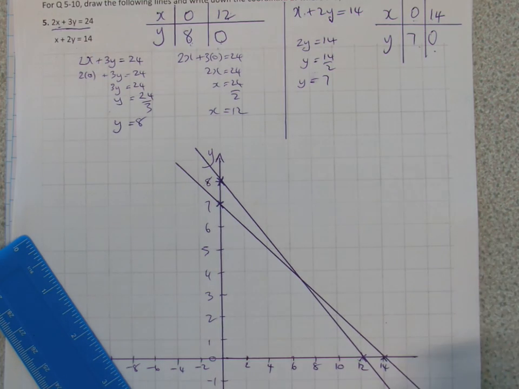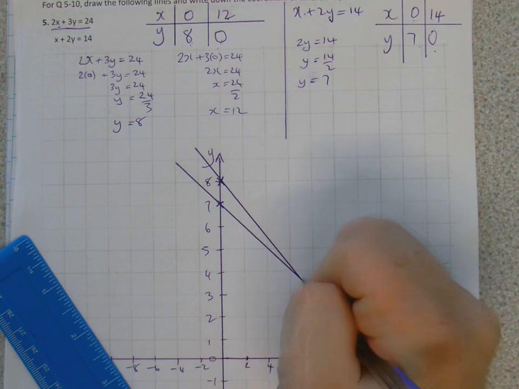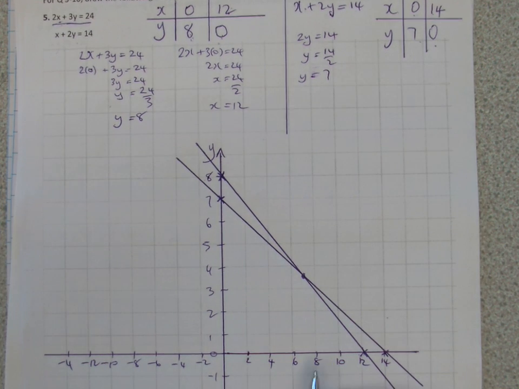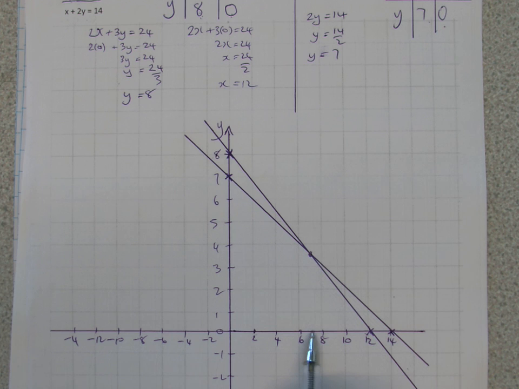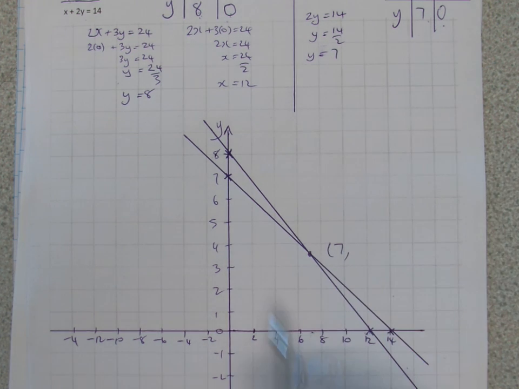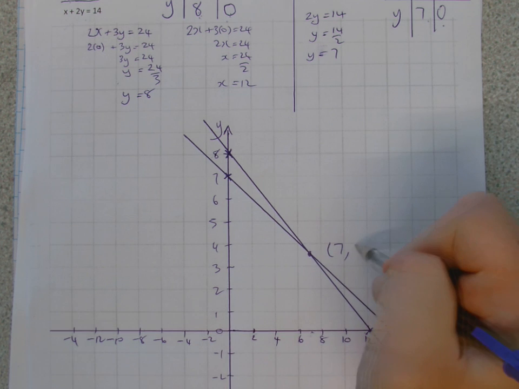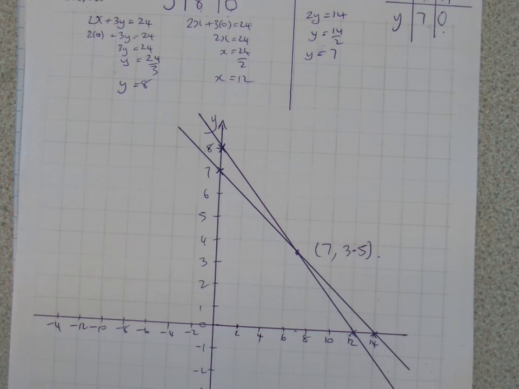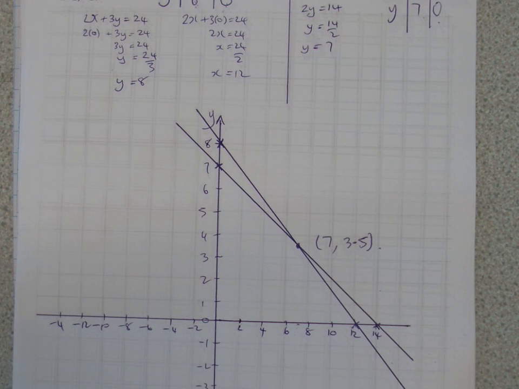Now you can quite clearly see that they do intersect, and they intersect here, right in the middle of that square. So we've got our intersection point in the middle there. Of course the x value there is going to be 7, and the y value, because it's in between 3 and 4, is going to be 3.5. And you're done. You've drawn two lines and you've shown where they intersect.